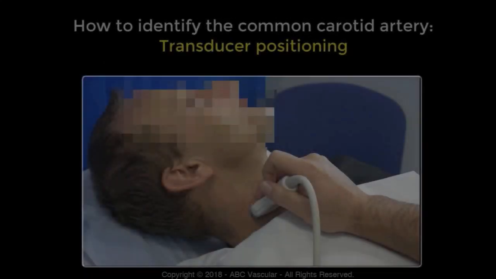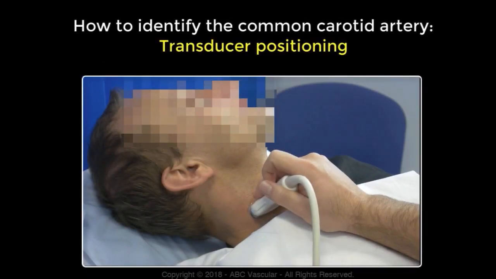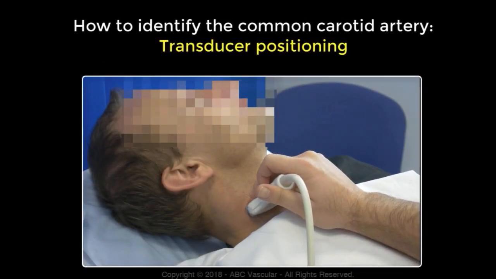Transducer positioning. To identify the common carotid artery, position the transducer using a transverse view in the medial aspect of the neck, between the sternocleidomastoid muscle and the trachea. When positioning the transducer at this level, the proximal region of the common carotid artery will be visualized.